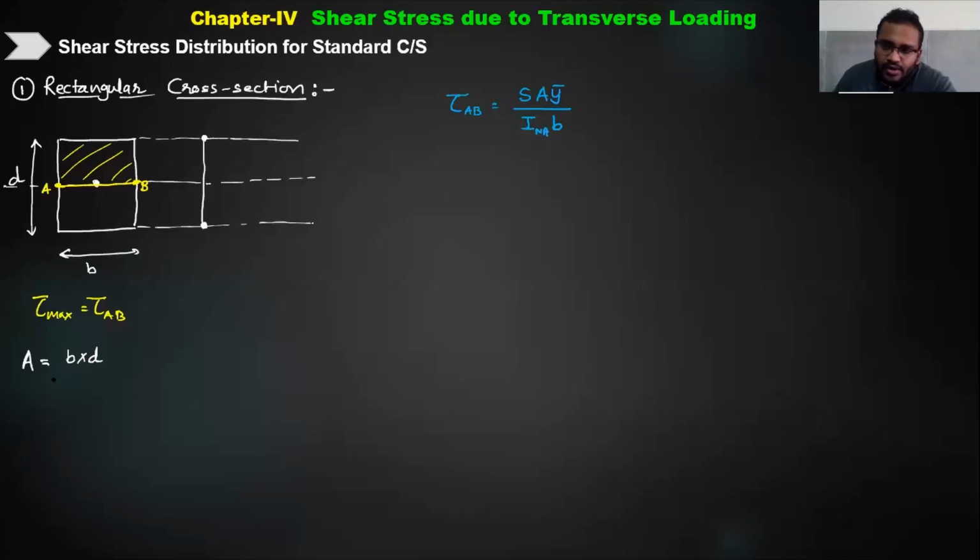Okay. So area we know. Now what is inertia about neutral axis? We already know that for a rectangular cross section it is BD cube by 12. So we can take BD cube by 12 as my inertia. What is B? It is the width of this layer. You can see here B is the width of the layer, so we will keep B as B. Now what is y bar?